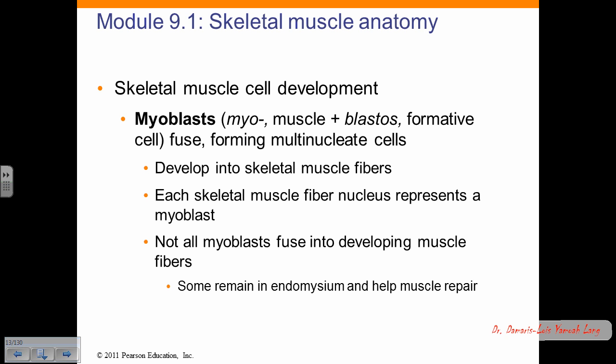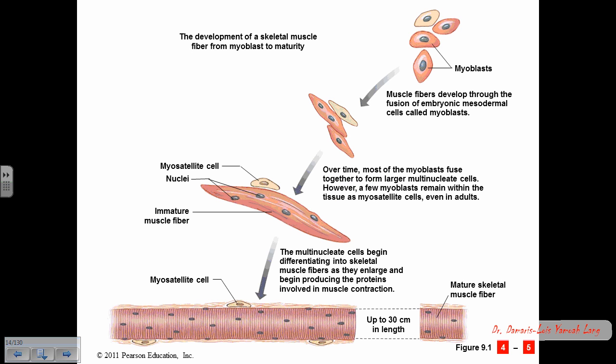We have these, we call them myoblasts, and they fuse together to form the skeletal muscle fibers. So each skeletal muscle fiber, the nucleus came from the myoblast. So that's why they are multinucleated. So this is showing us the myoblasts fusing. It's not all of them that fuse, so they form myosatellite cells, like I mentioned. And these myosatellite cells are important for repair.